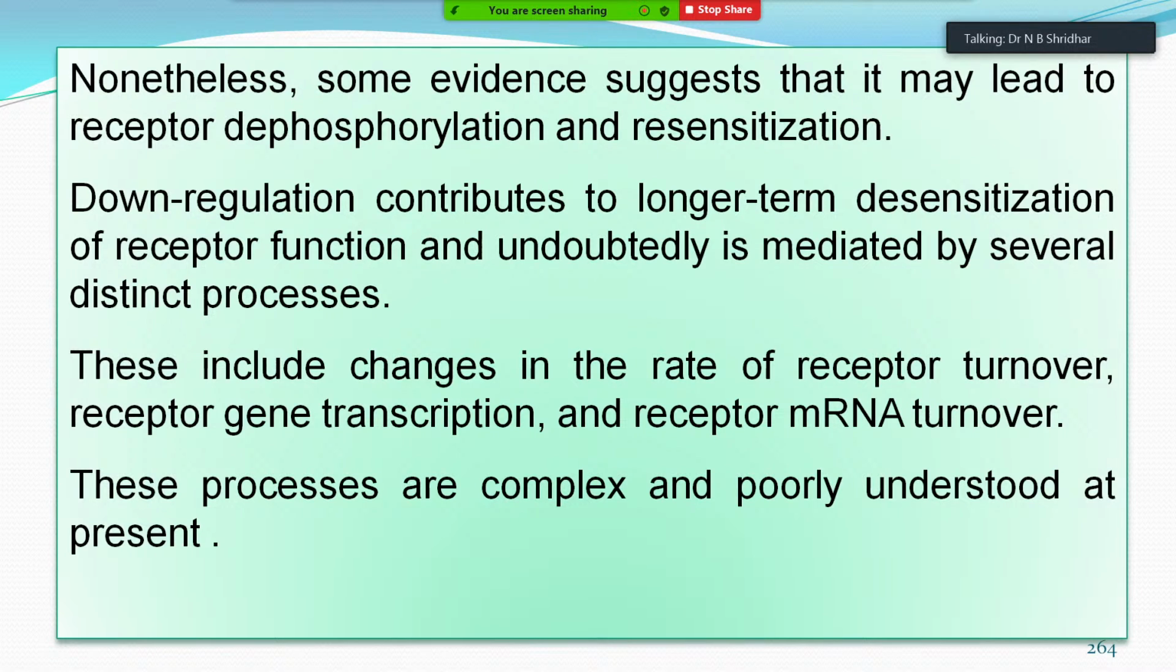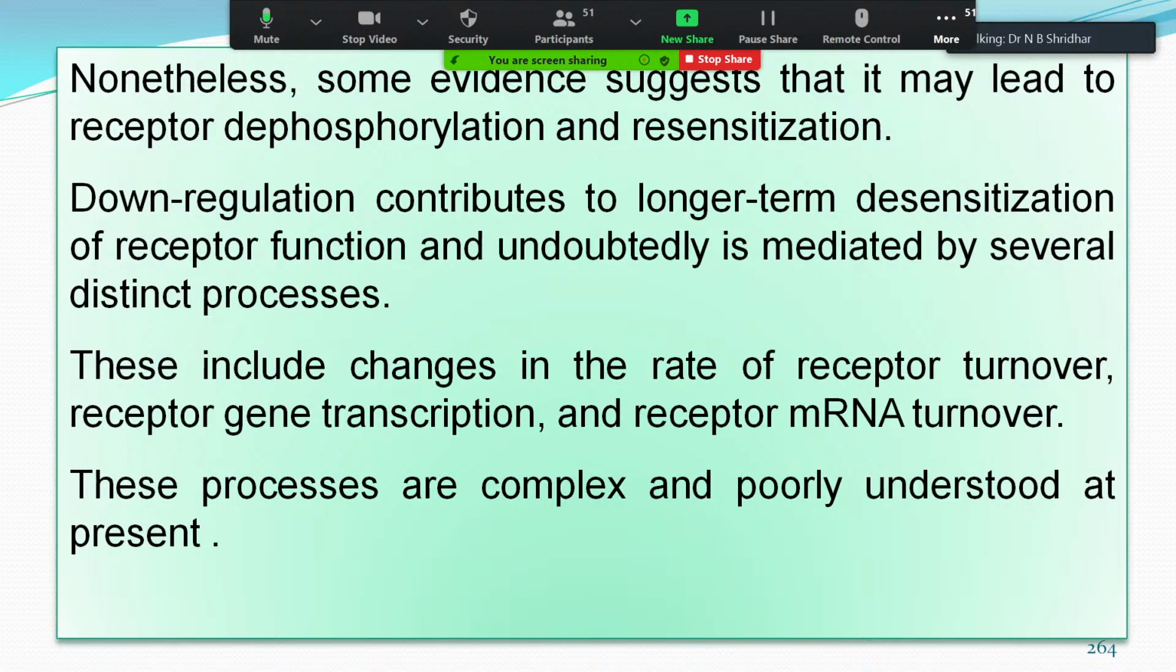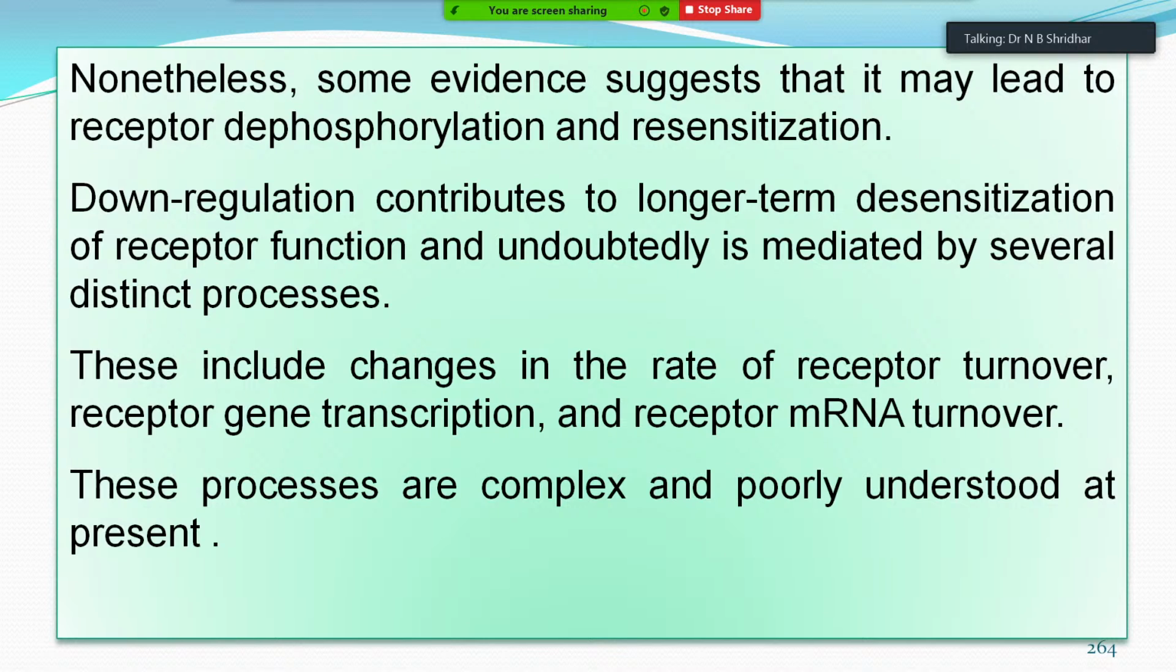There is a dephosphorylation and desensitization of the receptors, and downregulation means the receptor population decreases. Longer term desensitization of receptor function is undoubtedly mediated by several distinct processes, and these include changes in the rate of receptor turnover, receptor gene transcription, and receptor mRNA turnover. And these processes are very complex and poorly understood at present. So this is enough for our knowledge.